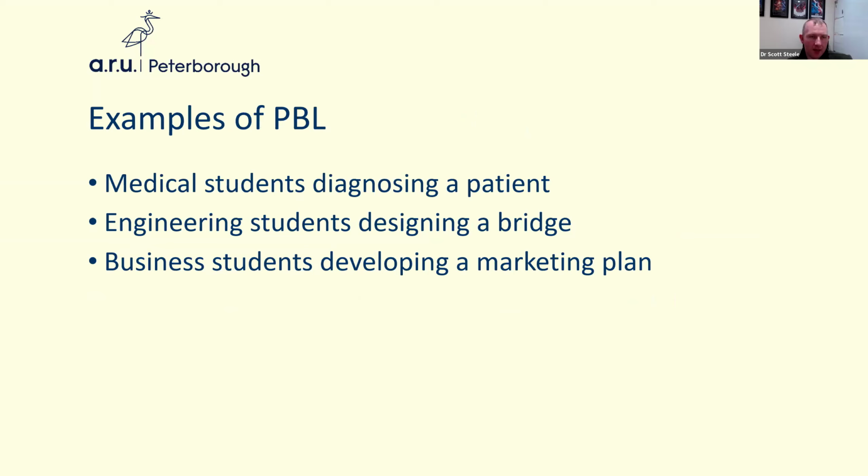I am aware that time's clocking on, so we'll fly through these example slides. As I said, medical students diagnosing patients, engineering students designing bridges, business students with a marketing plan. There is a ton of others. Obviously, in law, I get a lot of my students to interview clients, to do drafting processes, and also question the law and develop whether that's right, whether it's morally and ethically right.